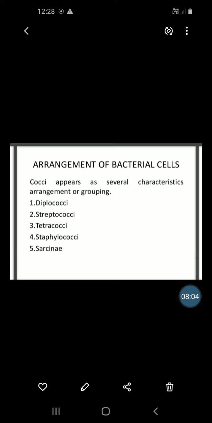Cocci appear with several characteristic arrangements or groupings. For example: first monococci, which means cocci in single; then diplococci, then streptococci, then tetracocci, staphylococci and sarcinae.